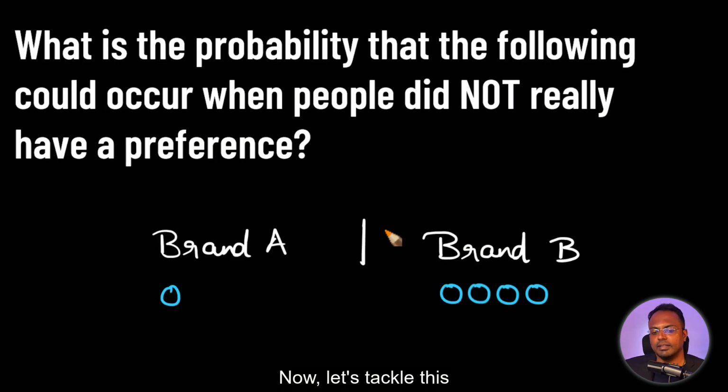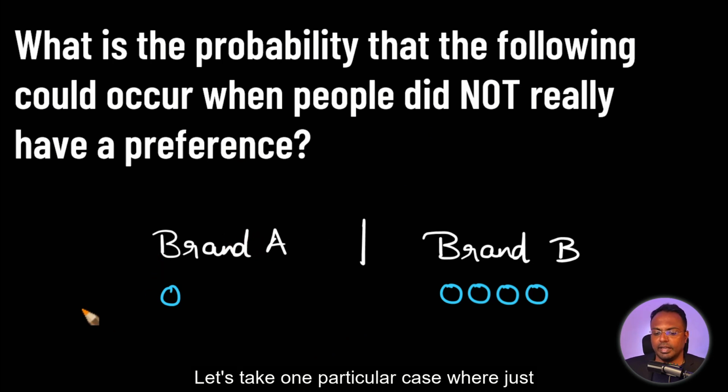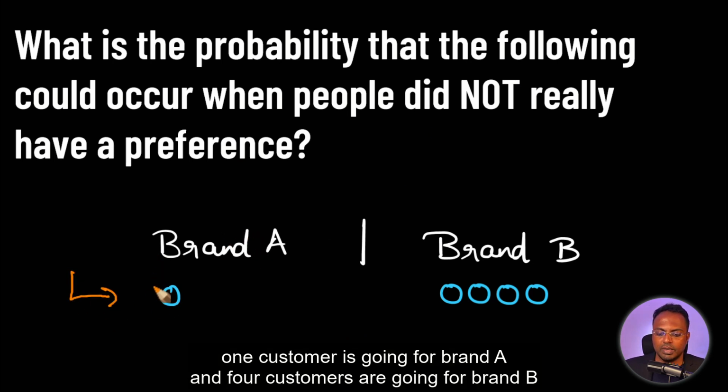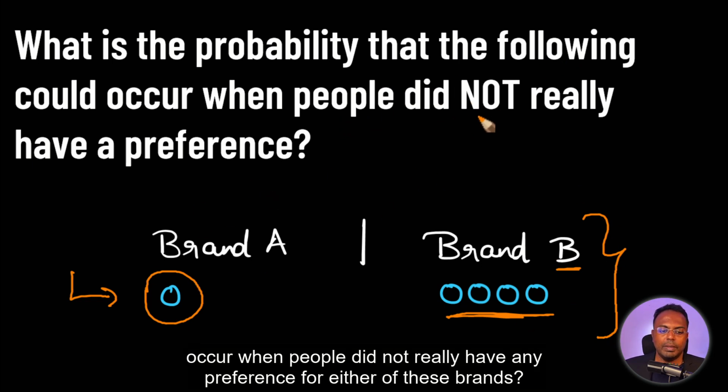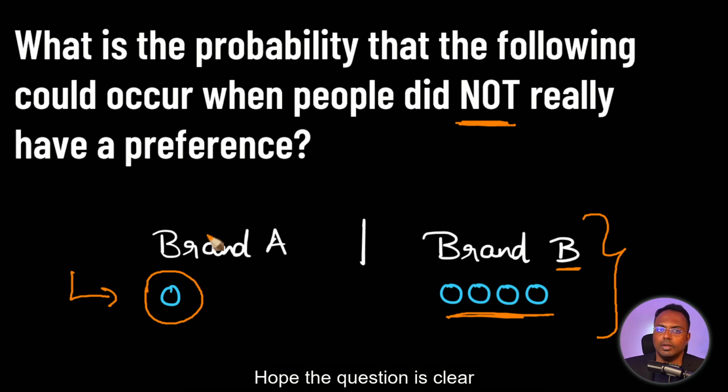Now let's tackle this. Let's take one particular case where just one customer is going for brand A and 4 customers are going for brand B. Okay, suppose this situation has happened. What is the probability that this could occur when people did not really have any preference for either of these brands? Hope the question is clear.